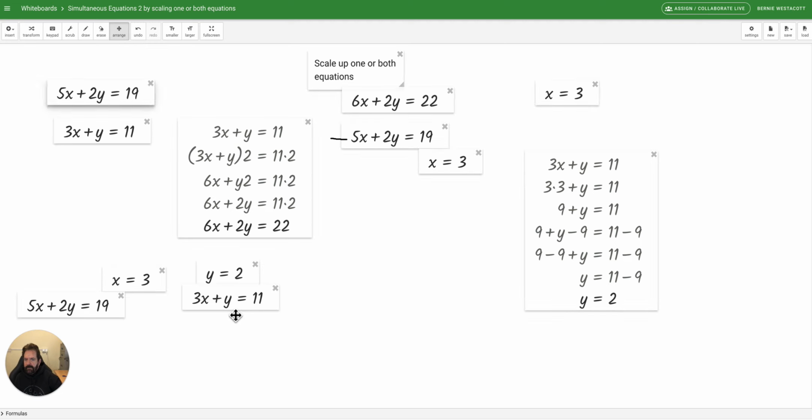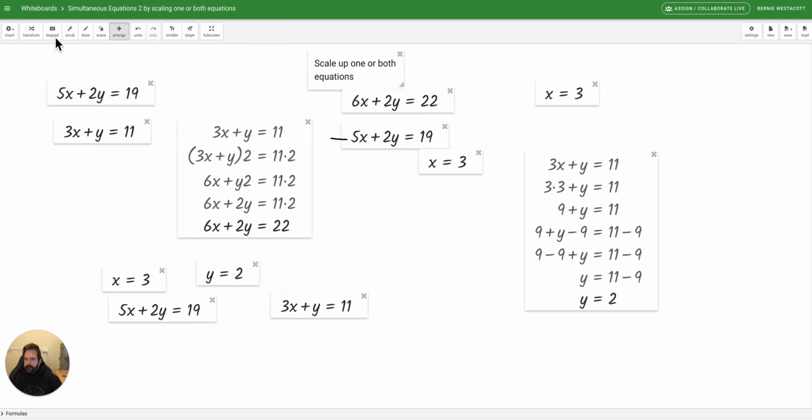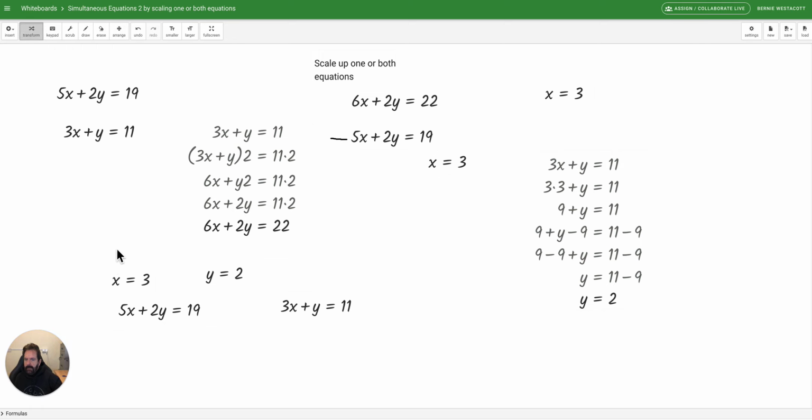Now, because I'm a bit tight on space here, I'm just going to move those over a little bit. There we go. And I'm going to substitute x is 3 into here, and then y is 2 into there. And I'll leave you to work out for yourself that that does in fact work. And if I substitute the x for 3 there, and then the y for 2 there, I hope you can see that that works out.